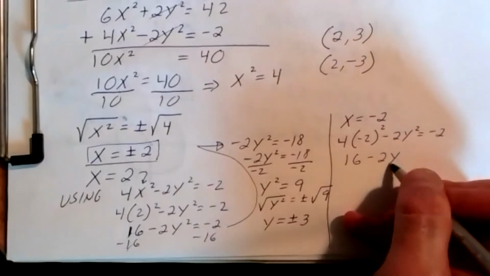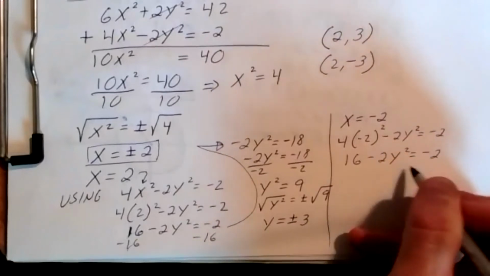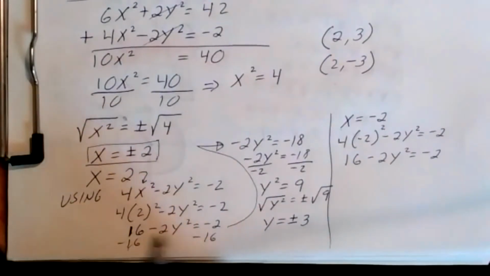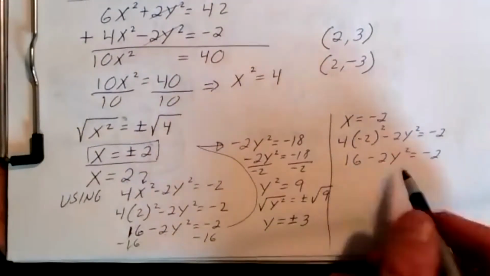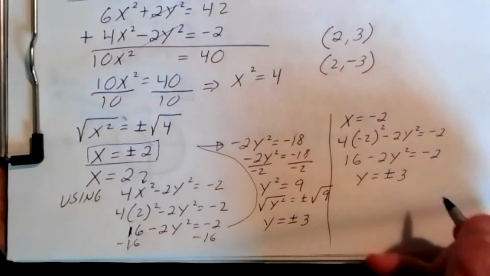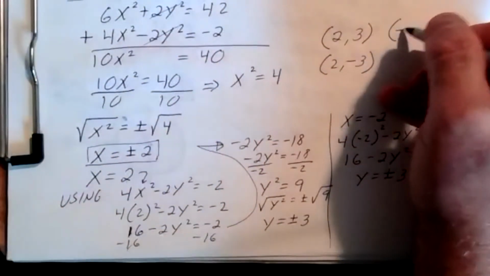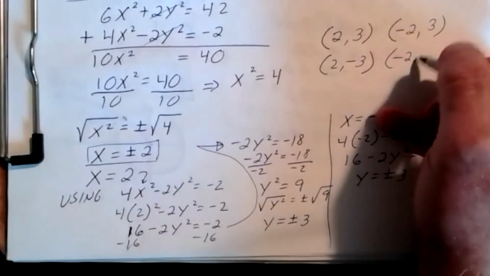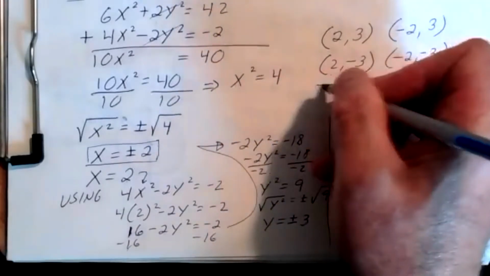And hey, do you agree that we're going to get the same solutions for this equation that we did for this one here? They're identical equations. So why go through the same song and dance? Ladies and gentlemen, we're going to get plus or minus 3 again for y. Hence, what's our other 2 ordered pair solutions? X could be negative 2 and y could be positive 3, or x could be negative 2 and y could be negative 3. We are done.